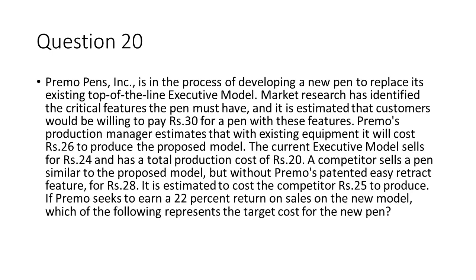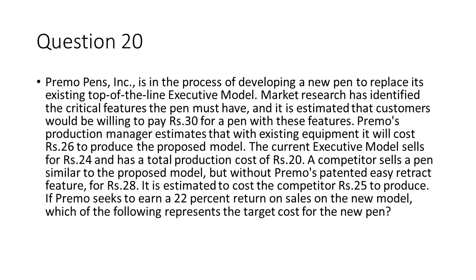Primo Pens Inc. is in the process of developing a new pen to replace its existing top-of-the-line executive model. Market research has identified the critical features the pen must have, and it is estimated that customers would be willing to pay rupees 30 for a pen with these features. Primo's production manager estimates that with existing equipment it will cost rupees 26 to produce the proposed model. The current executive model sells for rupees 24 and has a total production cost of rupees 20. A competitor sells a pen similar to the proposed model but without Primo's patented easy retract feature for rupees 28.